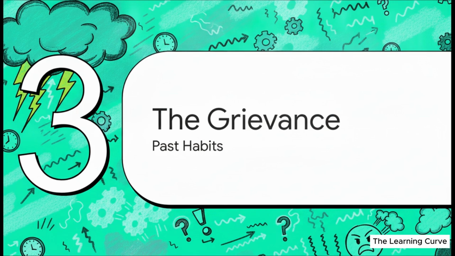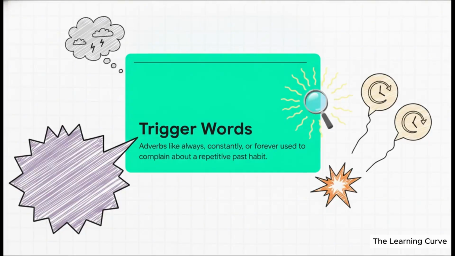All right, that brings us to superpower number three, the grievance, complaining about past habits. Because let's be real, language isn't just for politeness and storytelling, it's also for venting. But to unlock this specific complaining superpower for those super annoying past habits that drove us absolutely crazy, you need some very specific catalyst words. Much like the present continuous, the past continuous requires trigger adverbs like always, constantly, or forever to signal to your listener that you aren't just stating a boring fact, you are airing a serious grievance.